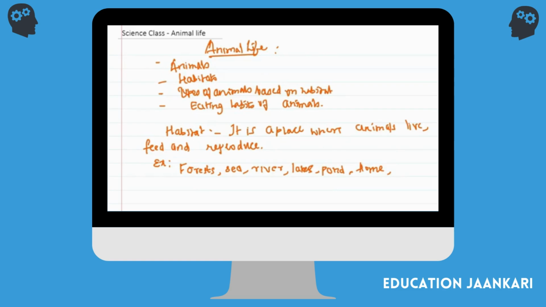Okay, so you know now, right? The habitat is nothing but the place where the animals live, feed, and reproduce. I have given a few examples. If you see forest, sea, river, lakes, ponds, home, and also you can say mountains, because a lot of animals live in mountains as well, right?